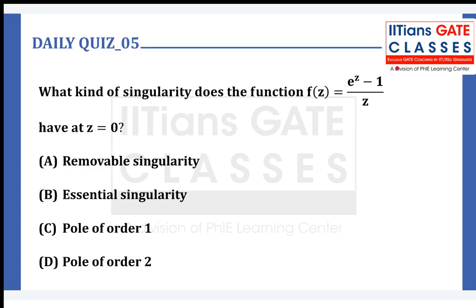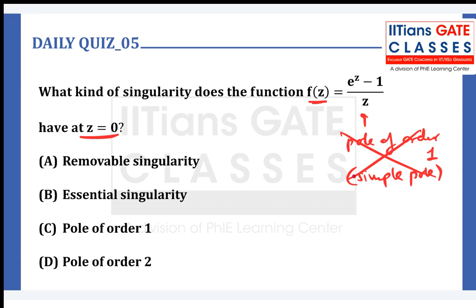So this is the question where they're talking about the singularity for f of z equal to e power z minus 1 by z, at z equal to 0. Most of the students usually just look at the denominator and say that this is the pole of order 1 at 0. Sometimes you can also call it a simple pole, but this is incorrect. Many of the students will tick this option, but that is not correct.